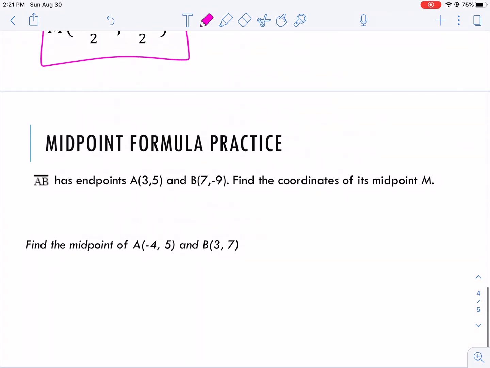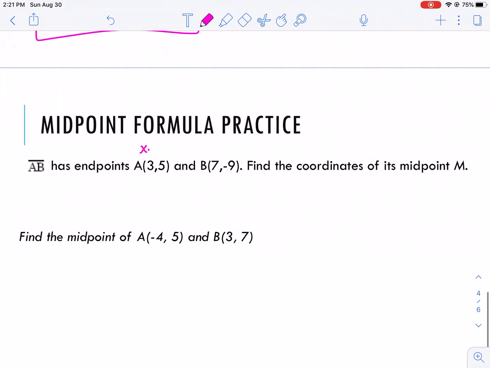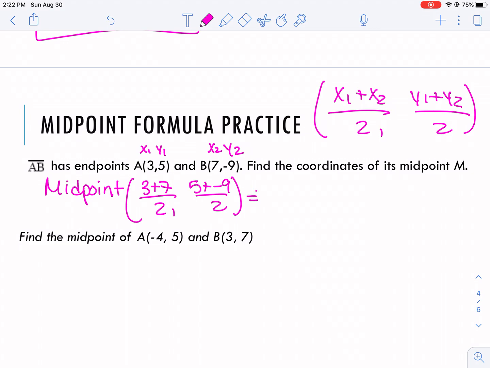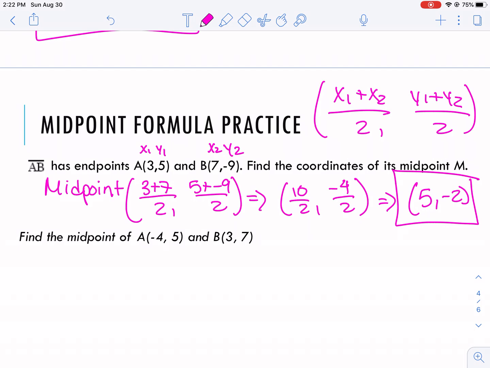So let's do that here for these two examples. So this is x1, y1, x2, y2. Again, our midpoint formula is you add your x's divided by 2, add your y's divided by 2. Here, since we're adding, it doesn't matter what order we go in. So for the midpoint, it's going to be 3 plus 7 divided by 2, 5 plus -9 divided by 2. So 10 divided by 2, and -4 divided by 2. So that gives me 5, -2. That would be my midpoint.